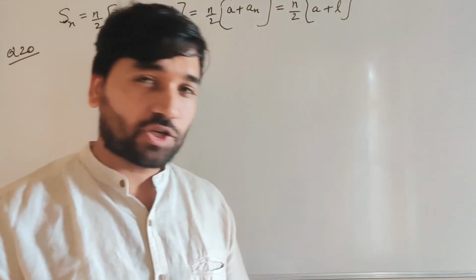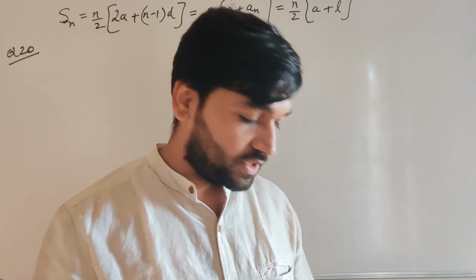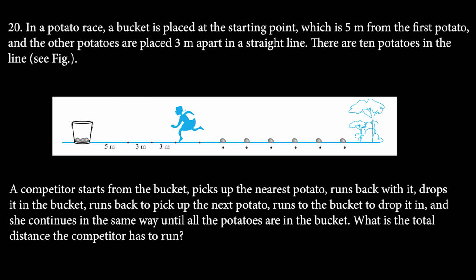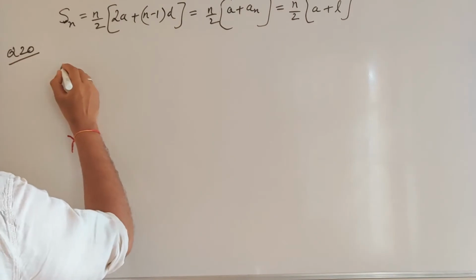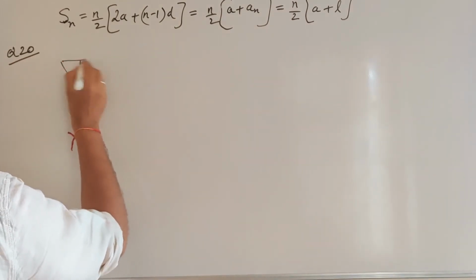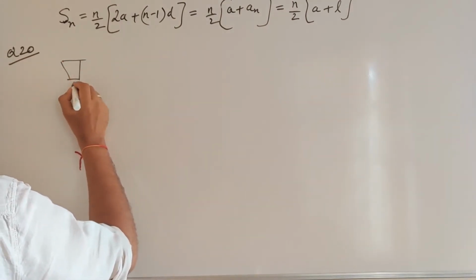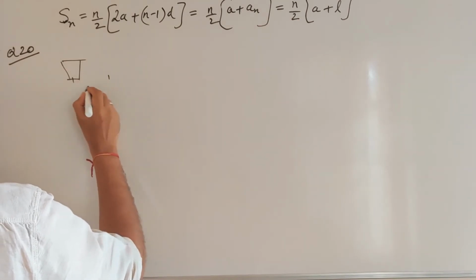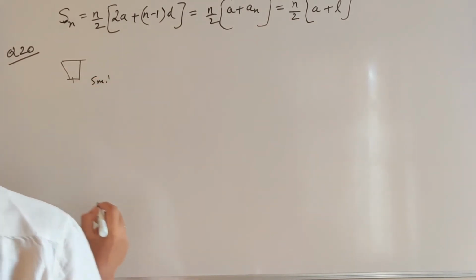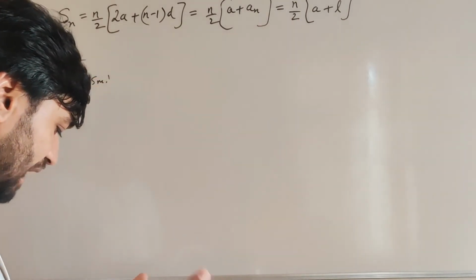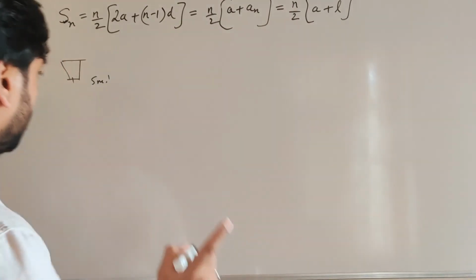So now the last question of this exercise, question number 20. The question is, in a potato race, a bucket is placed at the starting point, which is 5 meters from the first potato. So there is a bucket. I'll draw the diagram quickly. There is a bucket, and from the bucket, this distance is 5 meters.